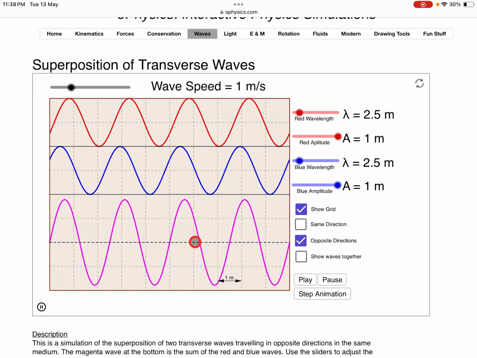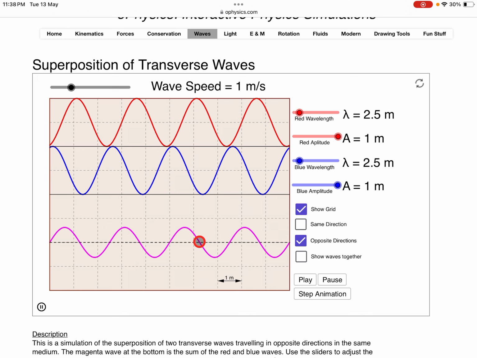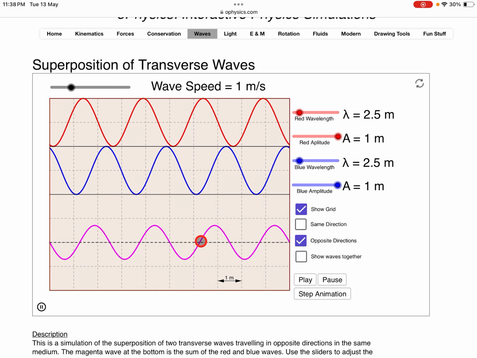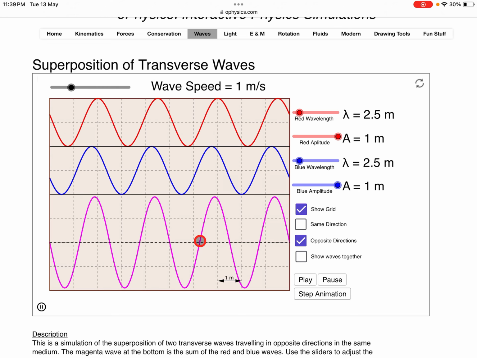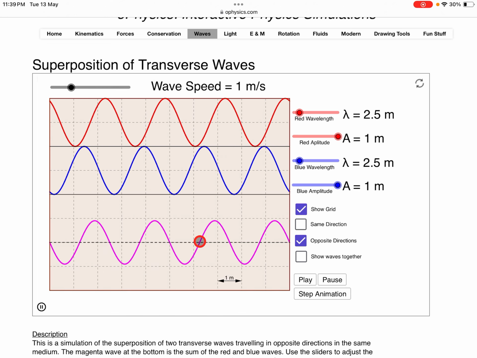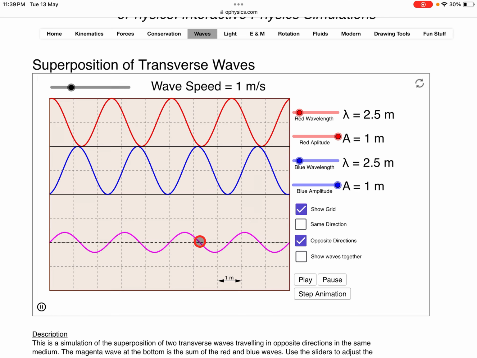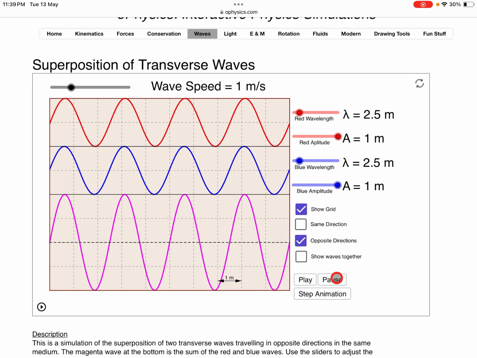Looking at this point, this is what I call a node point. A node means a displacement node, meaning that there's no oscillation. It means that the particle right here doesn't oscillate at all. This is formed due to your destructive interference. So let me just pause this simulation for a while, and I'll show the two waves here.